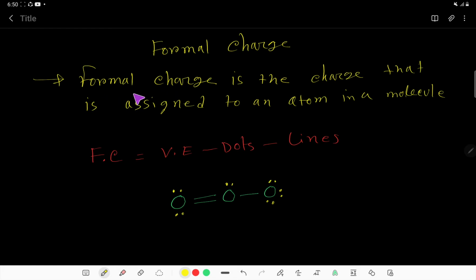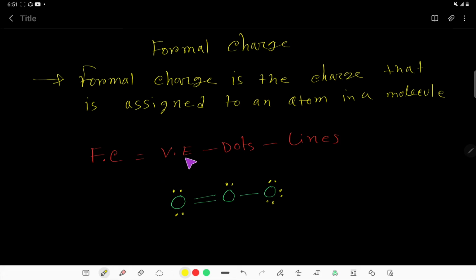So remember this definition. Formal charge is the charge that is assigned to an atom in a molecule. Actually, formal charge is not the actual charge of an atom. The actual charge is the partial charge, but calculating partial charge for a complex molecule is not easy. That is why chemists are using formal charge, right? Okay, so let me show you the trick to find out formal charge.